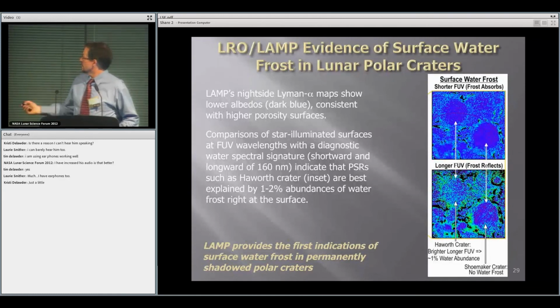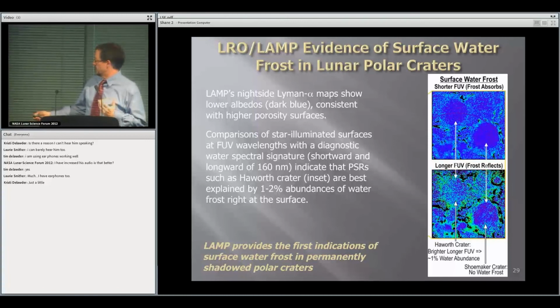So in summary, if you were to integrate with your eye in these types of images, if you take the longer wavelength Haworth craters, so all these green dots here, and you compare them with the shorter stellar illuminated signals here, it's notably darker or brighter here at the longer wavelengths, and that's consistent with water frost there. Shoemaker crater, however, doesn't show that type of enhancement, and that's hard to reconcile with the LEND results, which show more neutron suppression right here. But yet, this is a consistent result, finding 1 to 2% abundances of water frost right at the surface.